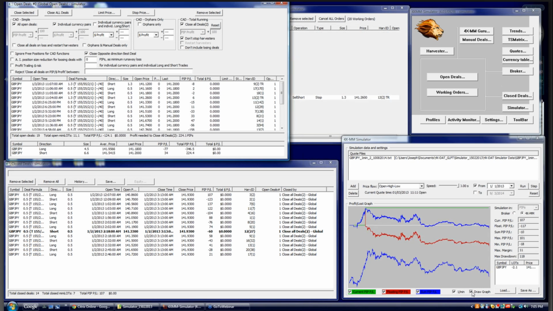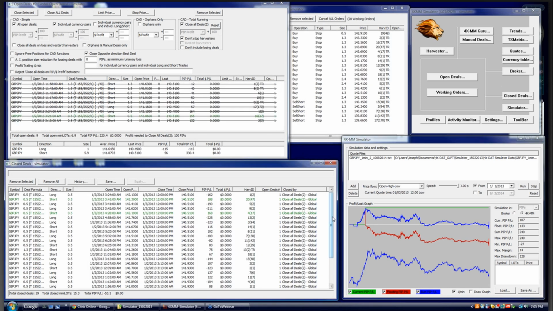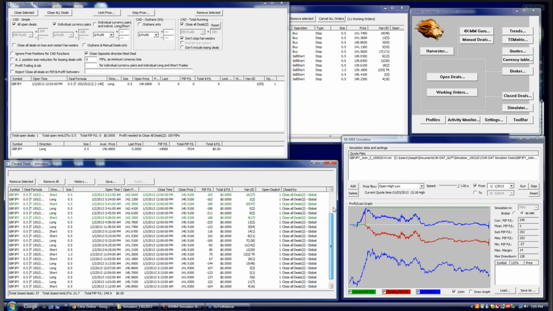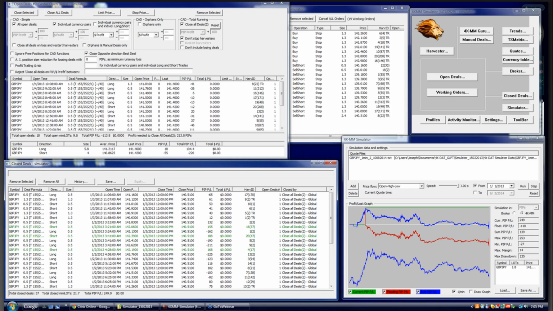All right, great, thanks. All right, so here we are. We keep trading, and here we go. Another global close all deals. And we're a total of 249.9 pips in the black, or in the good. These are profits, and the software doesn't stop trading.